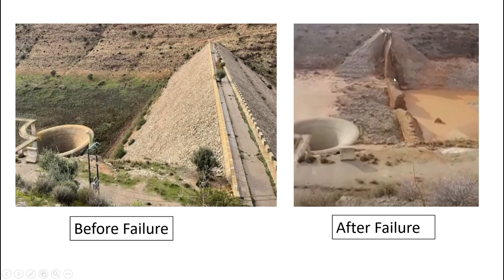In the second picture we can see after the failure. Overtopping is the major cause of dam failures. Provision of spillway with adequate capacity is always desirable.